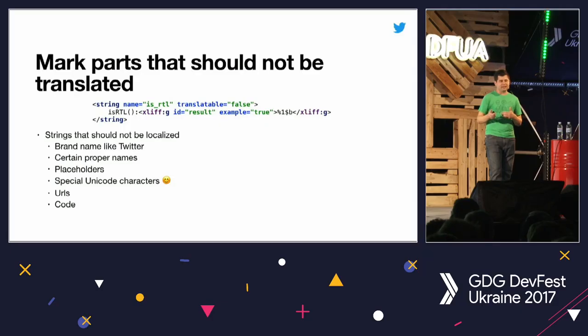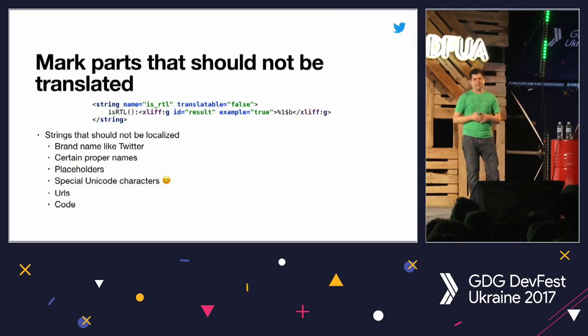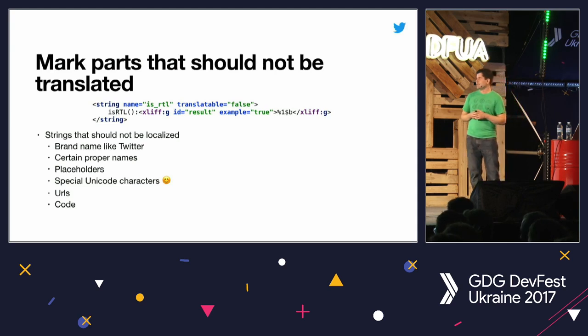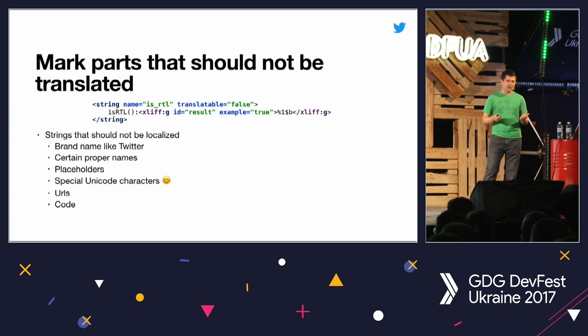And then, of course, mark the things that shouldn't be translated. You don't want to waste time and money having things translated that shouldn't be. Brand names typically aren't translated, so Twitter isn't going to be translated into Chinese. It's not going to be translated into Spanish. Certain proper names, placeholders, and special Unicode characters also shouldn't be. Obviously, URLs. You don't want your URLs going to 404s, and then code.